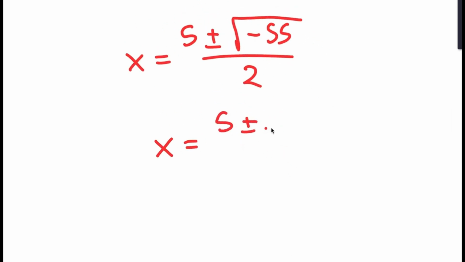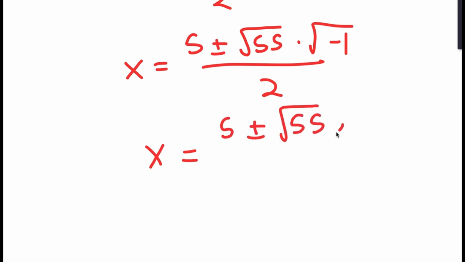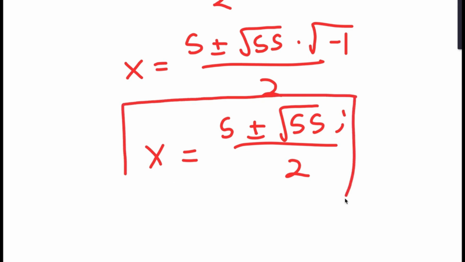Now, this is equal to the square root of 55 times the square root of -1 over 2. And the square root of -1 is equal to the imaginary number i. So I get 5 plus or minus the square root of 55 i over 2. So this is 2 more solutions to this equation.